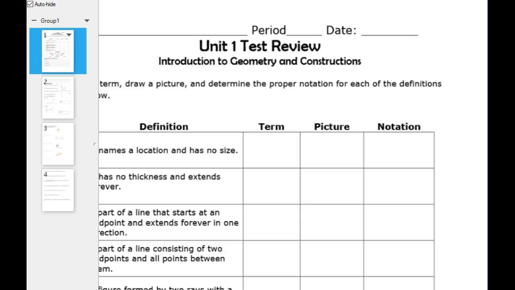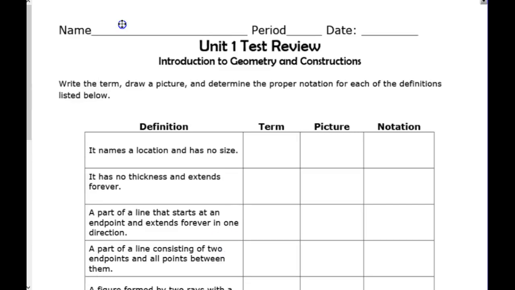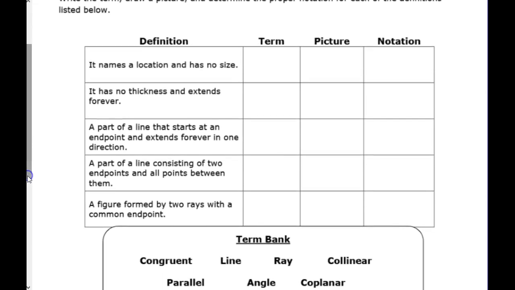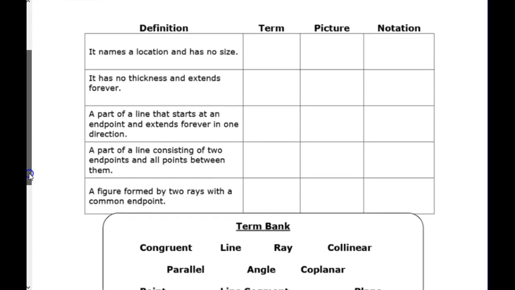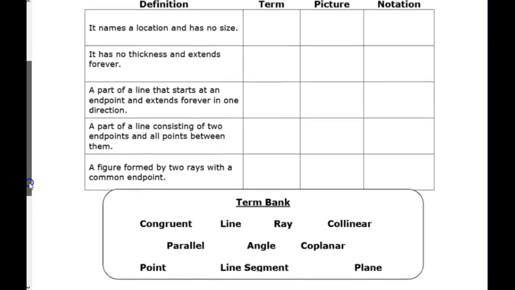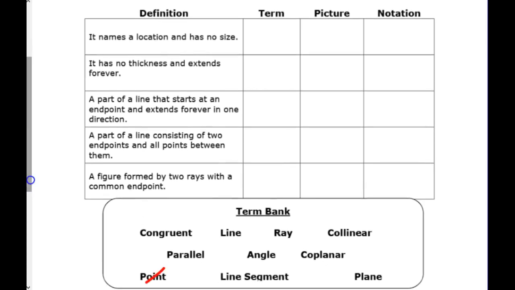All right, so reviewing for our test here. A point names a location and has no size. I want to get these out of the bottom here. Okay, that's a point. A picture would be like this, and the notation is just a capital letter.